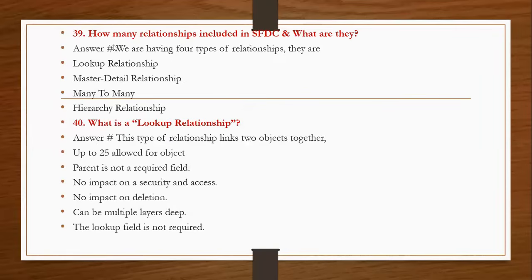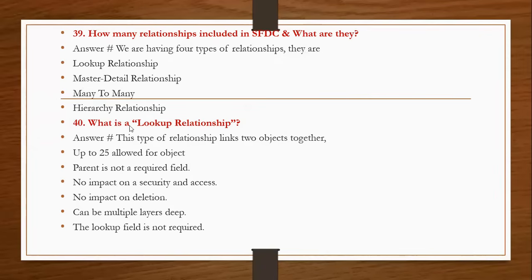Next question: how many relationships are there in SFDC and what are they? We have four types of relationships: lookup relationship, master-detail relationship, many-to-many relationship, and hierarchy relationship.